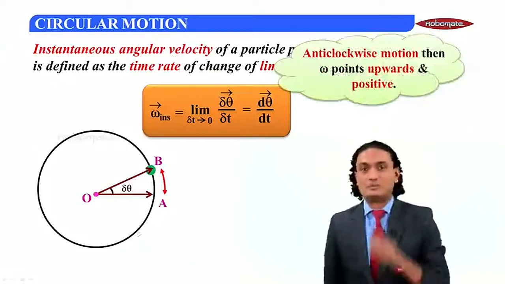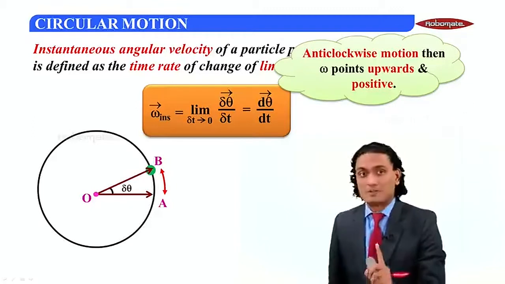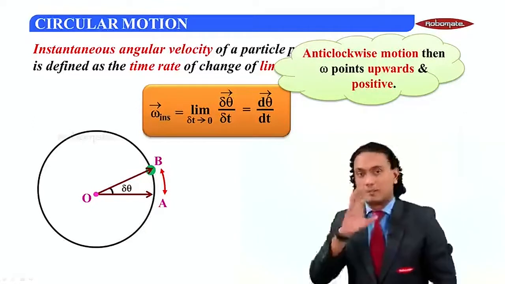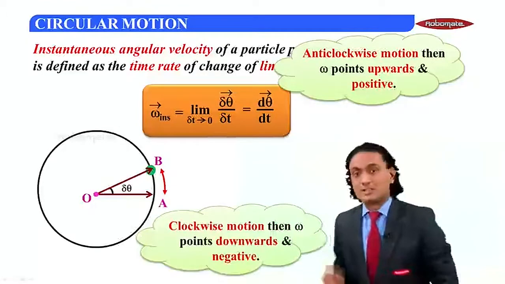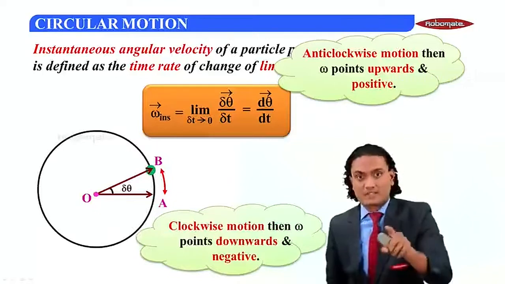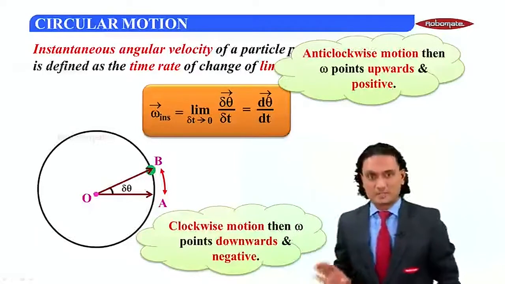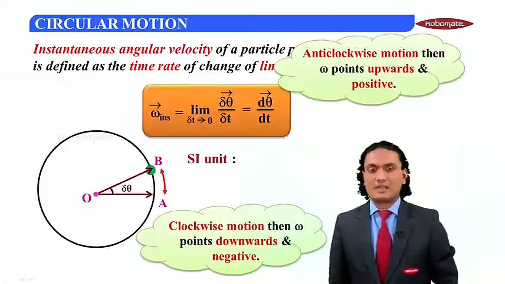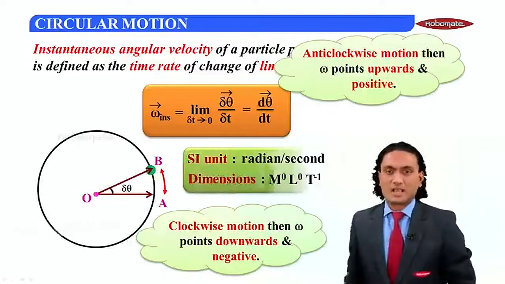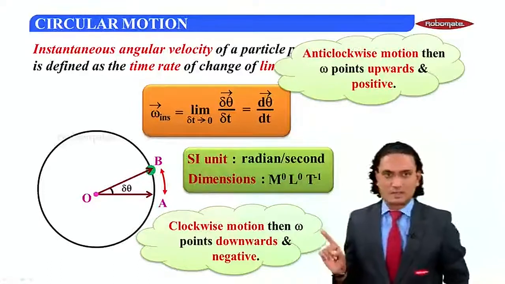If the particle moves in the anti-clockwise direction, then instantaneous angular displacement will be pointing up and it is positive. Similarly, omega also will point up and it will be positive. And if the particle is moving in the clockwise direction, then instantaneous angular displacement will point down and it is negative. Similarly, omega also will point down and it is negative. Is that clear? Now, what is the SI unit? SI unit is radian per second. And what are the dimensions? Dimensions are M raised to 0, L raised to 0 and T raised to minus 1. Is that clear, students? Any doubt?